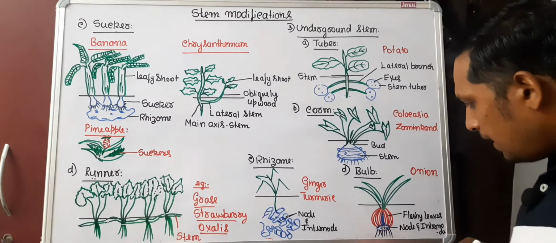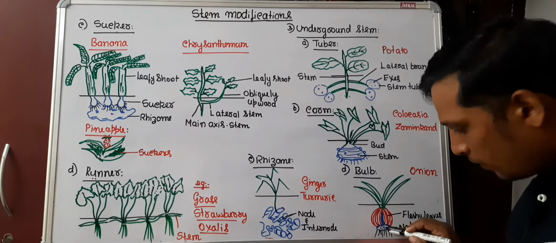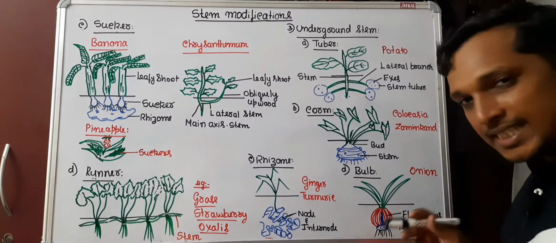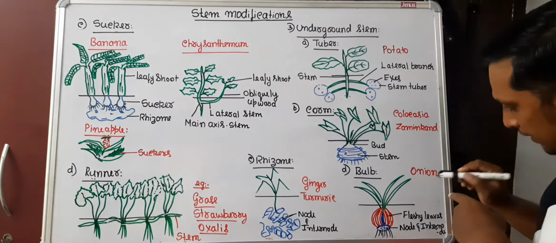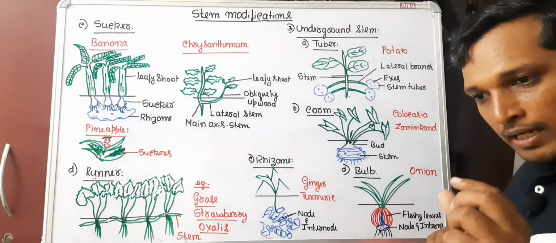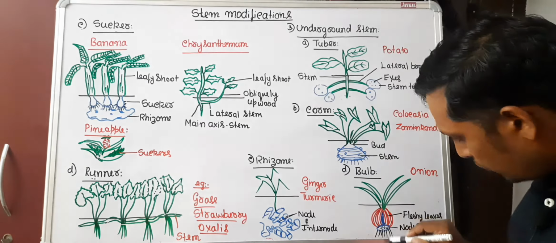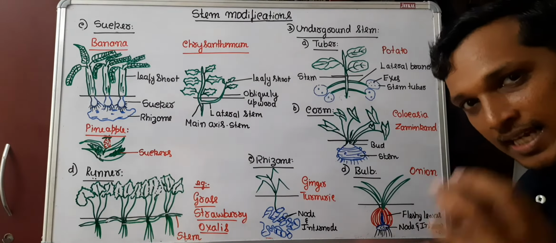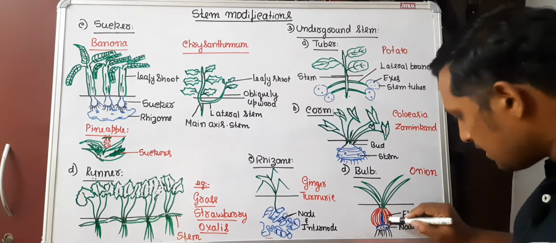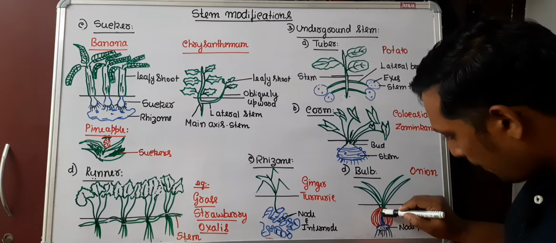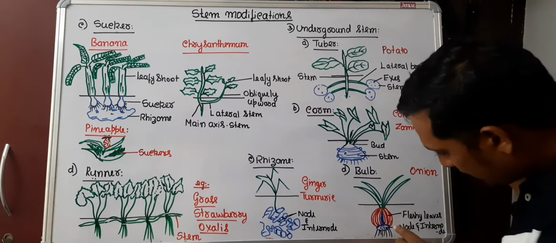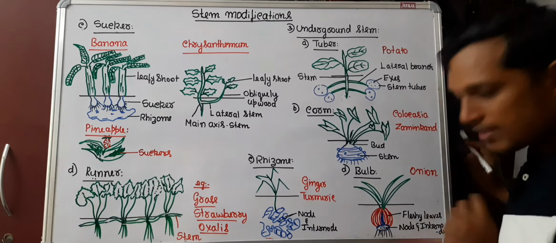Bulb has a lower basal disc. Examples are onion and garlic. The lower end of the onion shows a disc shaped structure from where roots arise. The disc is a condensed node and internode, hence the disc along with the upper part represents the stem. So whatever is marked in blue is a stem.